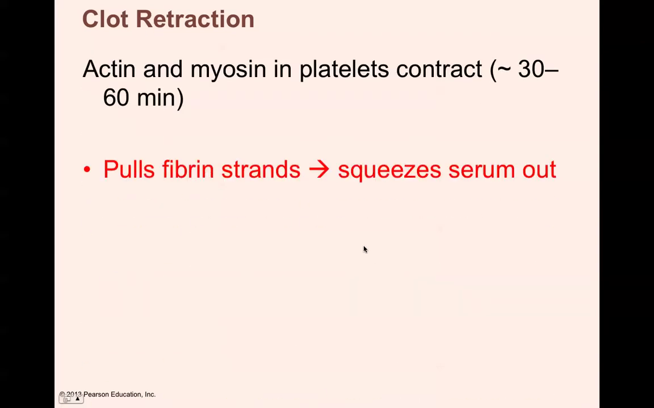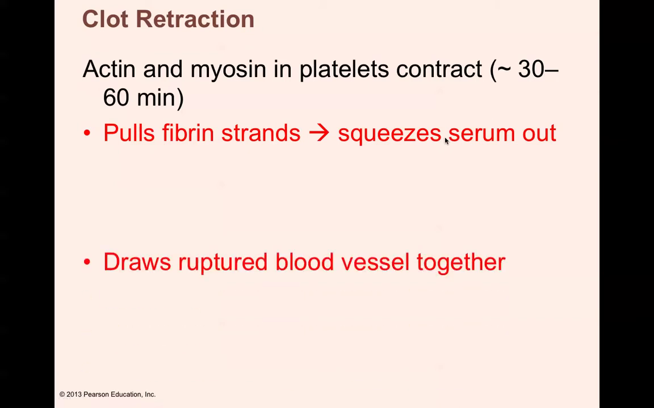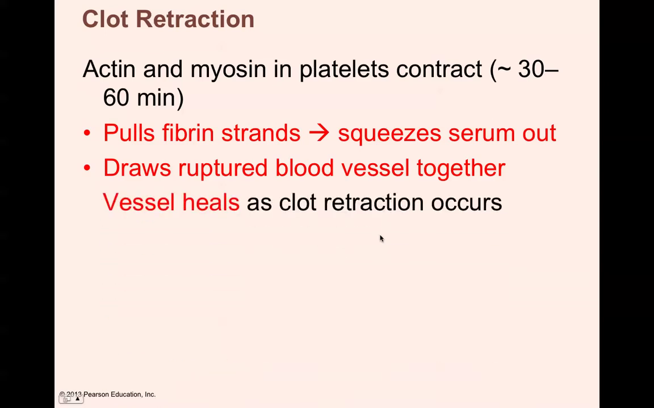There's also clot retraction. There's actin and myosin. Remember actin and myosin in skeletal muscles? Well, these proteins are present here in the platelets, and they contract, and these fibrin strands squeeze out the serum. It draws that ruptured blood vessel together. The vessel will heal as the clot retraction occurs. So eventually, when the tissue is healing, this clot will retract.